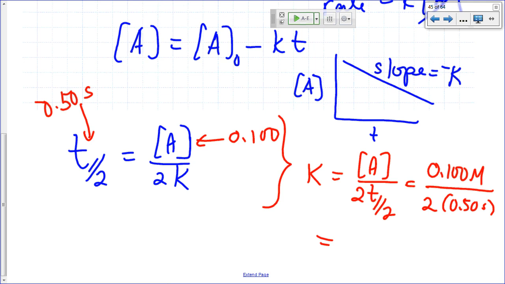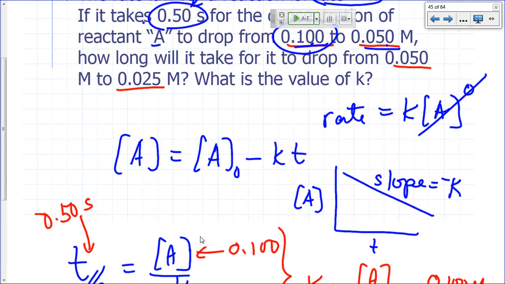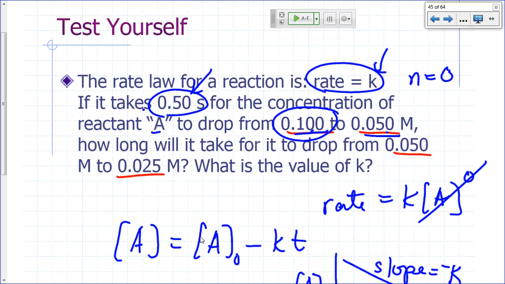0.1 over 1. It's 0.1, right? So this is going to be 0.10 moles per liter per second. That's my rate constant. Okay? Zero order. So how long will it take to drop from 0.05 to 0.025? If I've cut my starting concentration to half of what it was, is it going to take longer or shorter?